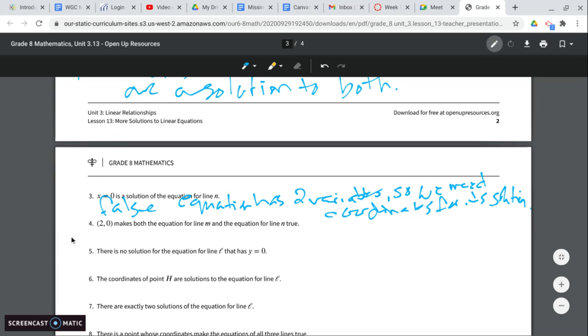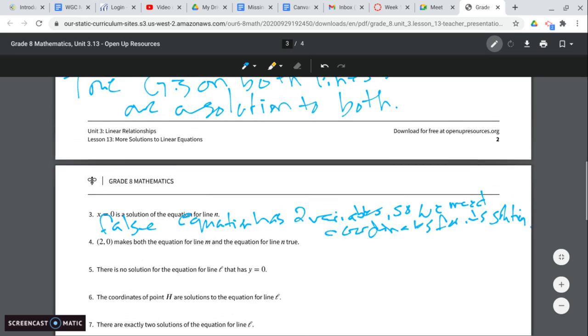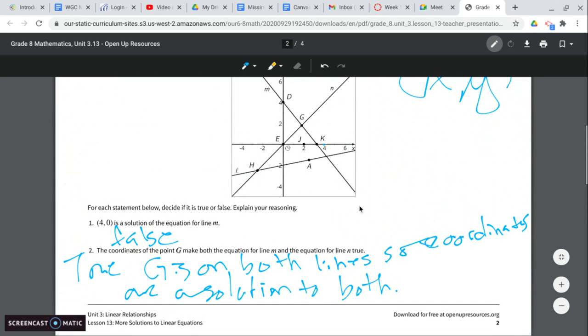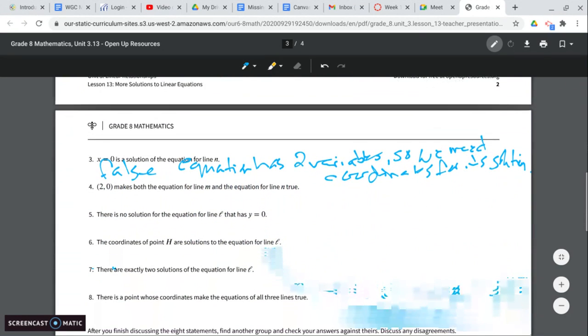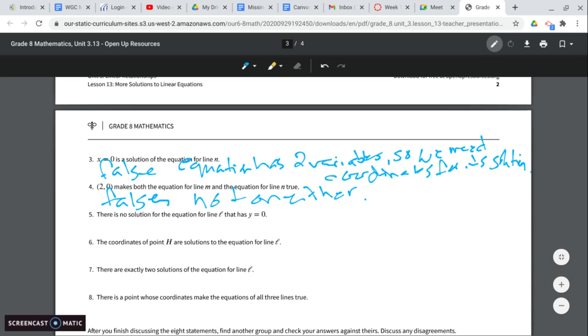All right. For number 4, 2, 0 makes both the equation for line M and the equation for line N true. So 2, 0 is right here. Is that even on either of those lines? No. False. Not on either line. Which means it can't be a solution. The only way it can be a solution is if it's on both lines.